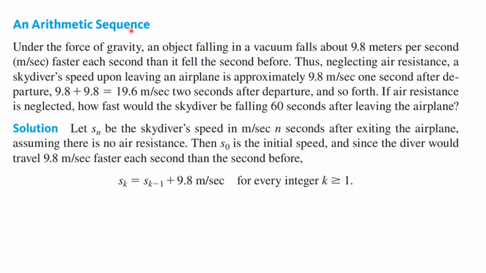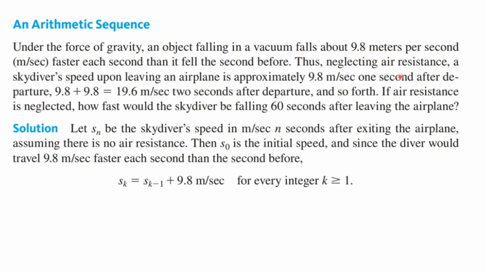There are other examples of these kinds of sequences. Under the force of gravity, an object falling in a vacuum falls about 9.8 meters per second faster each second than it fell in the previous second. We call the acceleration 9.8 meters per second squared.